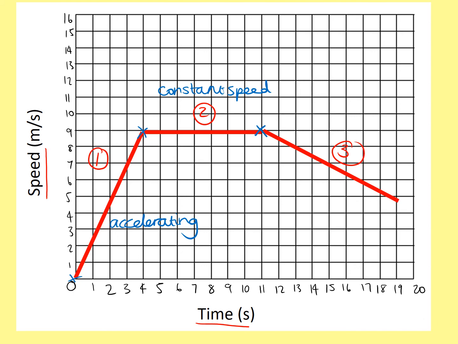Now section 3. The object starts at 9 meters per second and ends up at about 5 meters per second, and it slows down over a period of about 8 seconds. This shows me deceleration. The car has gone from 9 meters per second to 5 meters per second over about 8 seconds. That shows the car slowing down, which in physics we call deceleration.